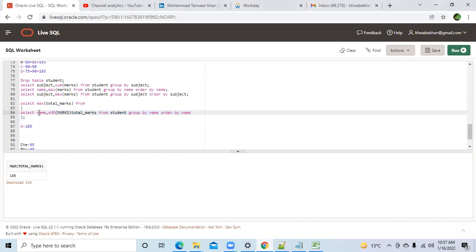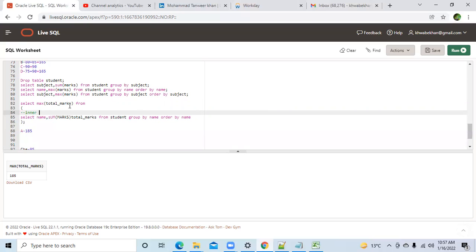Very good. So Shivanshu is saying that here, in the sum of marks, you have used name and written group by name, because you have told us that wherever you use sum, you have to use that column name. That's correct. But why have you not used group by here, because you have used marks in the outer query? One minute, guys.